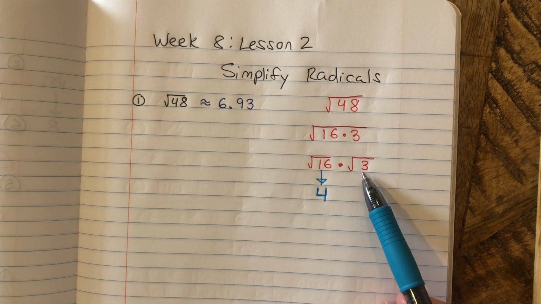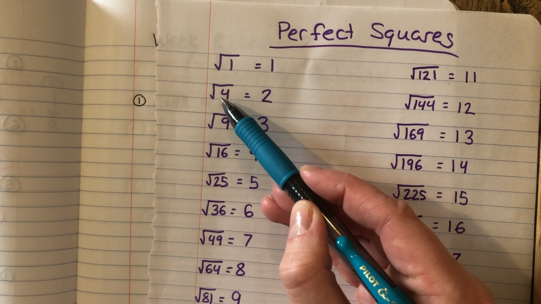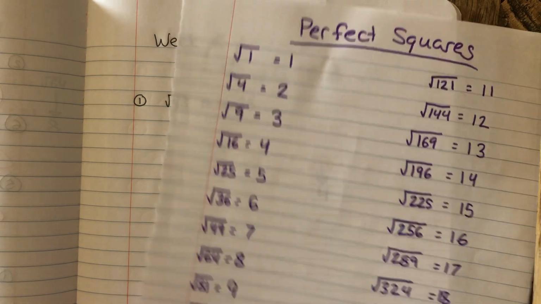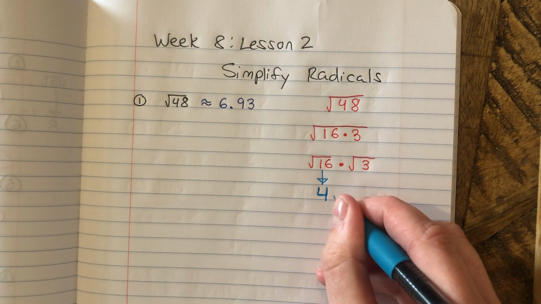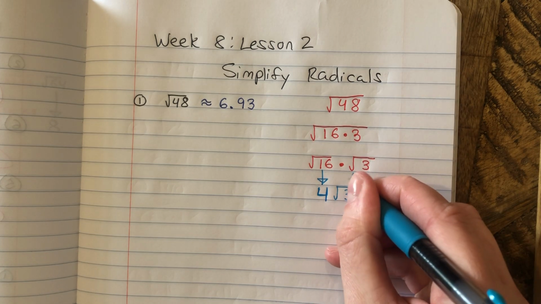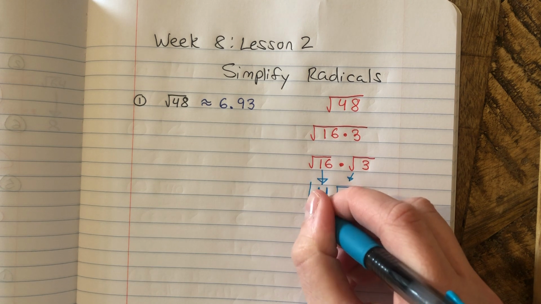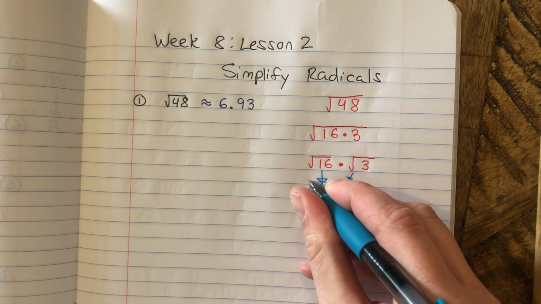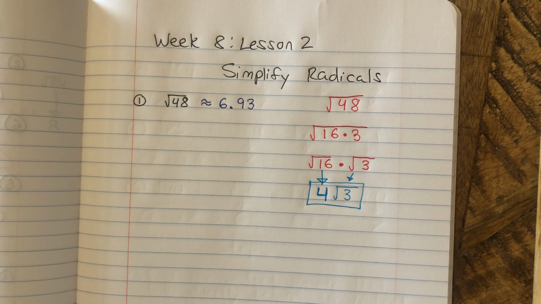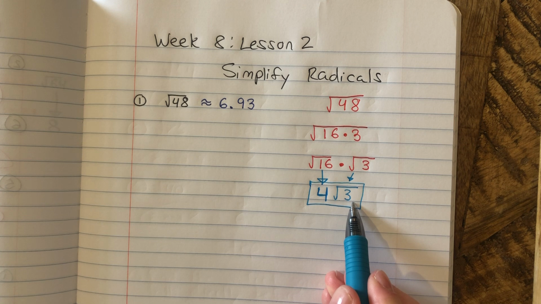But the square root of 3 is not a perfect square. If we look at our list, we have 1, and then it jumps up to 4. So 3 can't be simplified any further, so we just rewrite it. We just bring it down, and it stays inside the radical. And so our final answer, or our most simplified version of the square root of 48, would be 4 root 3.